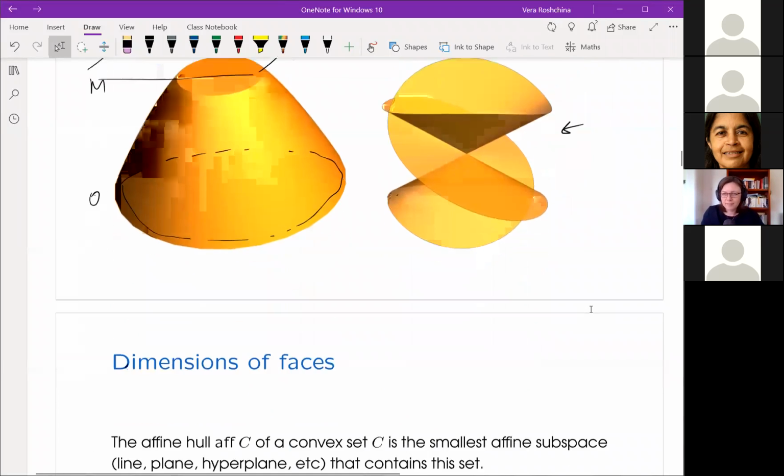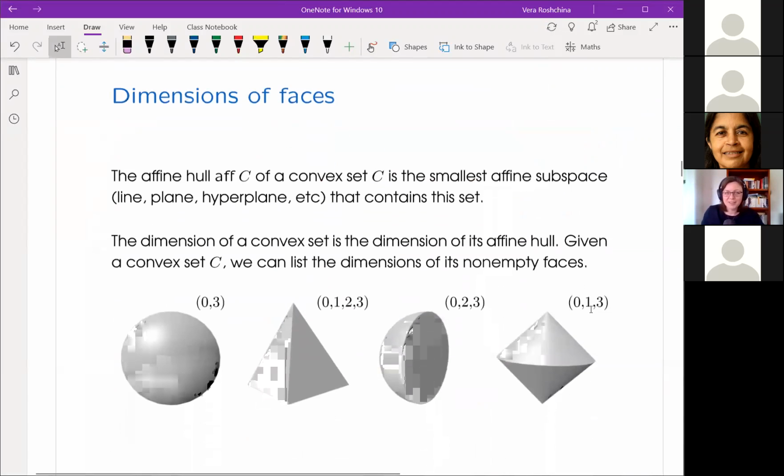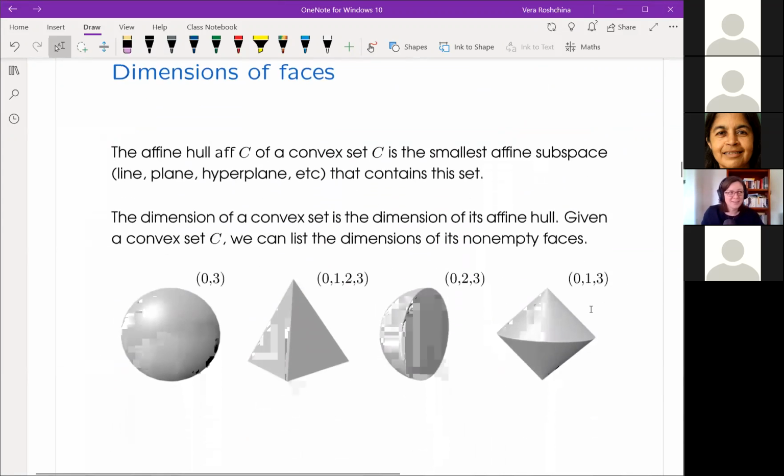Okay. So now let's talk about dimensions of faces. Are there any questions? Comments? Okay, I don't see anything in the chat. I guess I'll just continue.